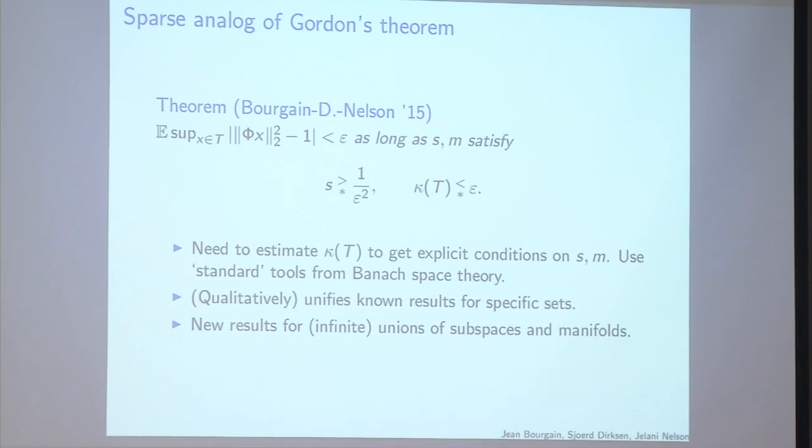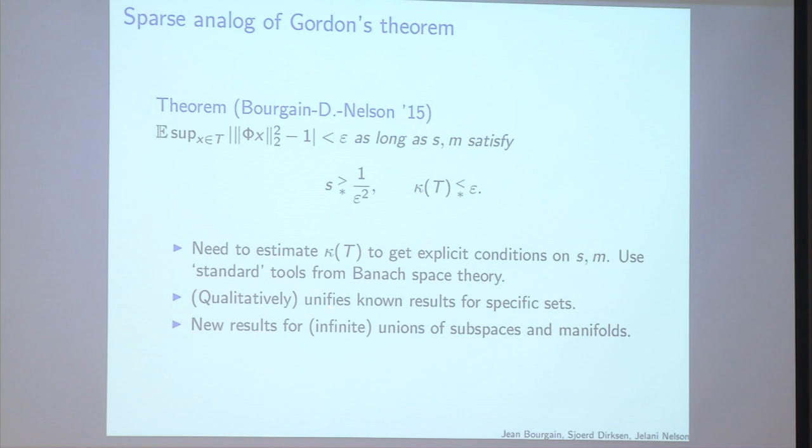Okay, and now this result is still implicit, right? Because both S and M are intertwined in this complexity parameter kappa t. So if you want to look at a specific scenario or a certain set T, then you still have to estimate this, but you can use standard tools for this. Okay, and we work out many examples in the paper actually.